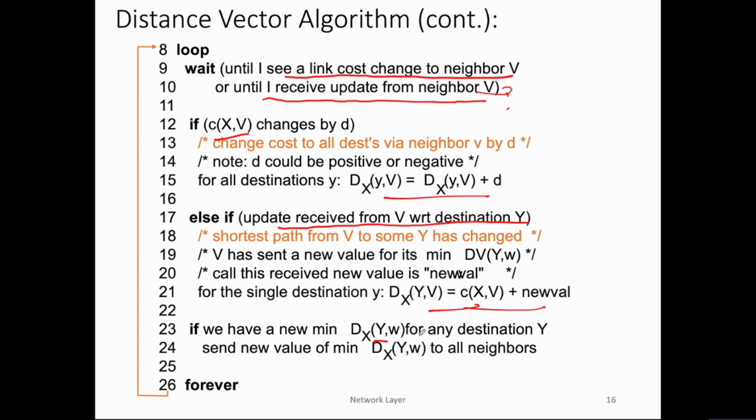And if this new cost is not the least cost, which was the case with Y, there won't be any update messages for the neighbors, and we again remain in this loop waiting for either a link cost change or an update from a neighbor with respect to a destination, say V.